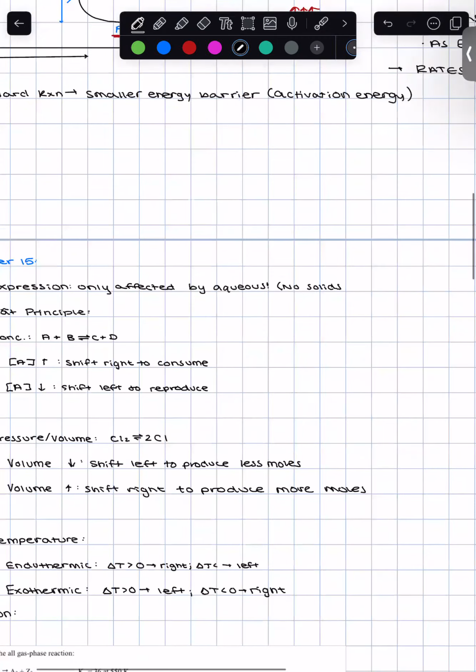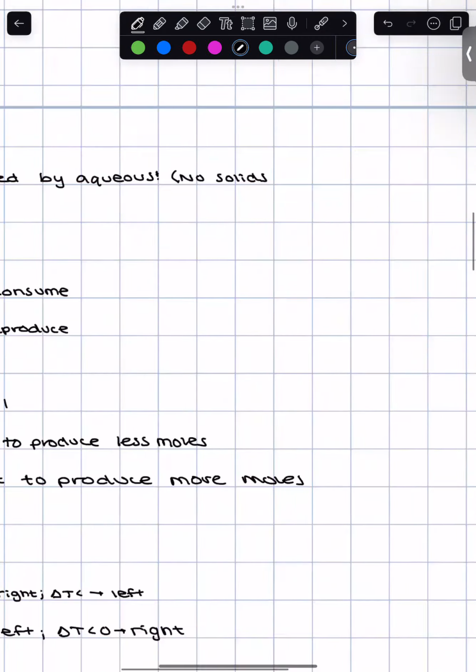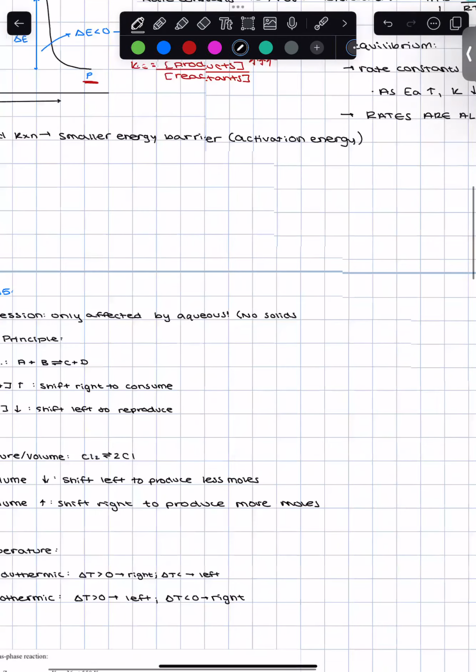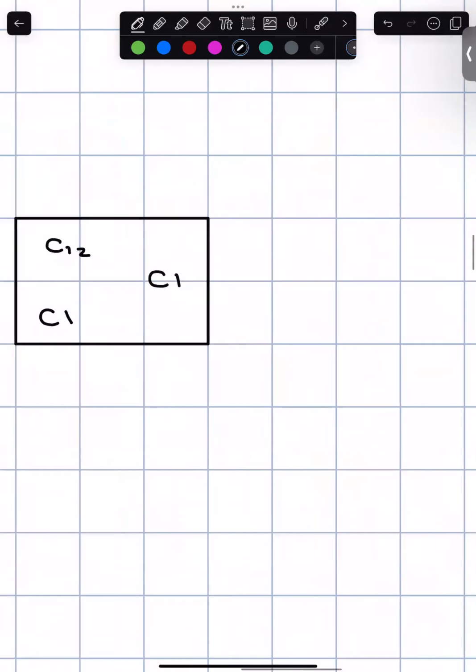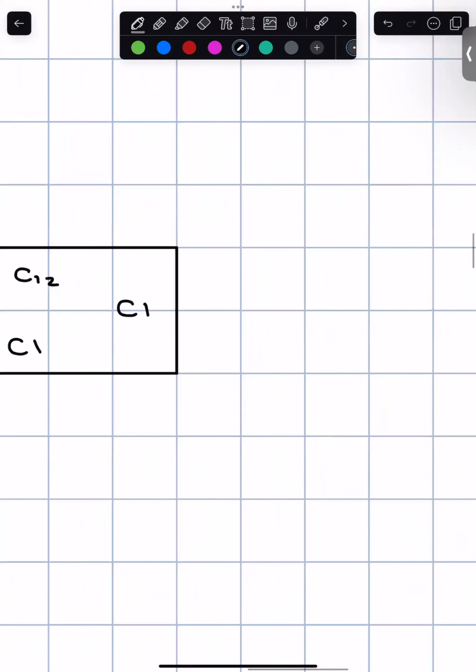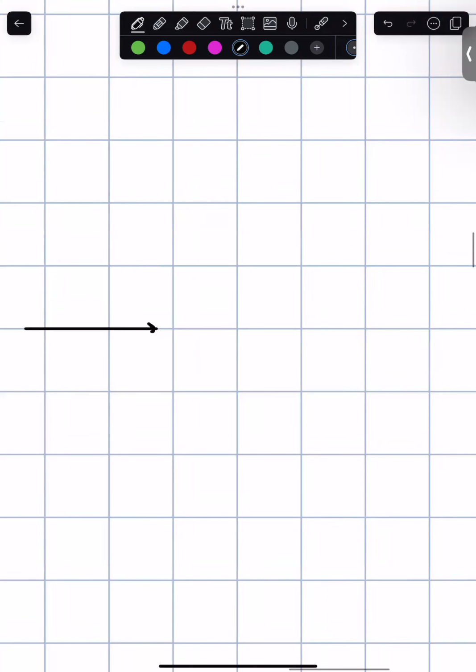Now, I want to think about this a little bit more from a conceptual standpoint, just so we really understand why this happens. So let's say you're in a container and we have just dichlorine and monatomic chlorine, and they're just floating around and they're in equilibrium. So now let's say I increase the volume of the container.